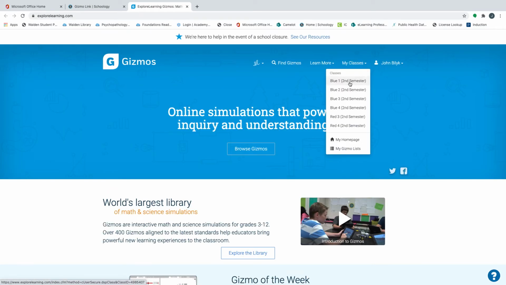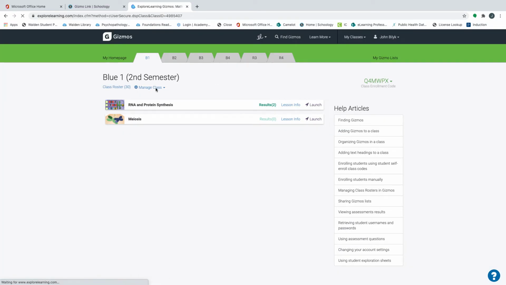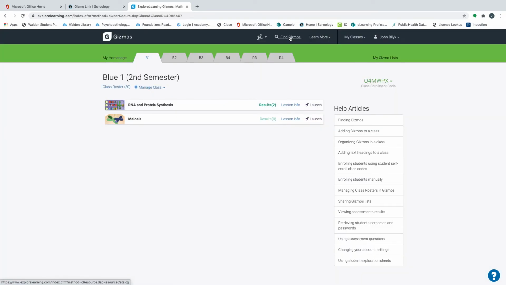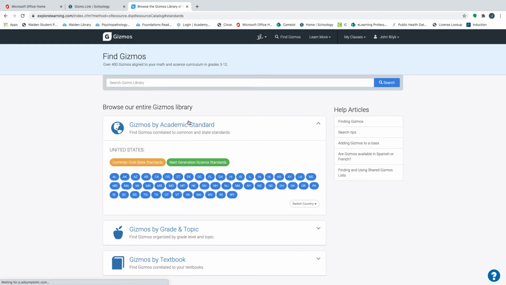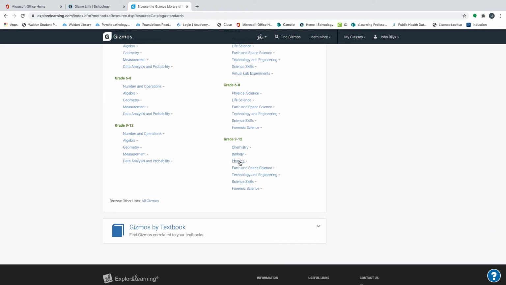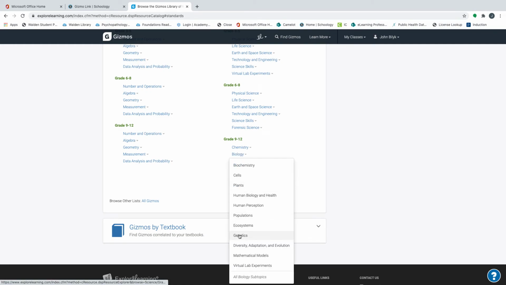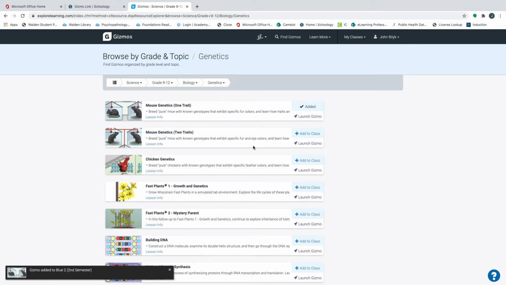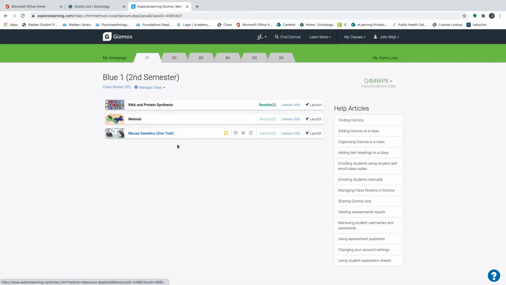All right. Let's go to Blue 1, for example, and gosh darn it, what I meant to do is let me go back. My classes, whatever. Let me add one real fast. Genetics, I already know which one I want. Bio, genetics, mouse with one trait. Did it do this one? Sure. Okay. All right. Now, it should look something like this.